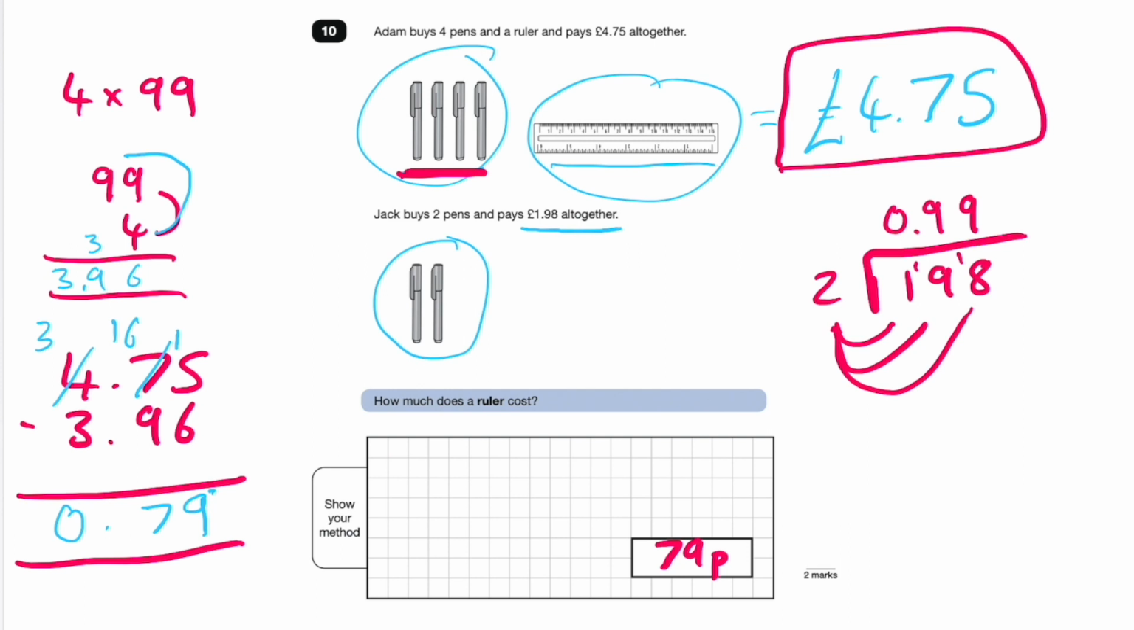Loads of working out, but that's not the only way we could have done it. What we could have said is that we know Jack buys 2 pens and Adam bought 4 pens. So if we get this £1.98 and we times it by 2, we would automatically get our £3.96, and then again we could just subtract that from the total of £4.75 and it would give us the same answer. So 2 different methods, but to get you the same answer.